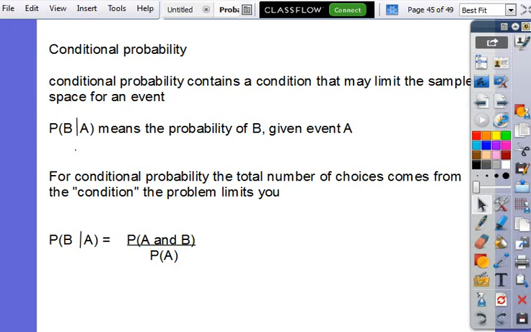For conditional probability, it contains a condition that limits the sample space. The sample space is your total number of choices. And you'll see hopefully when we start doing these, the condition they give you tells you what the bottom number is going to be, what your total number of choices has to be. We should recognize this little second part right here, probability of B, given that A already happened.